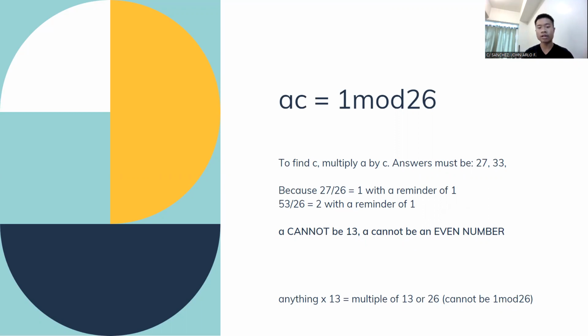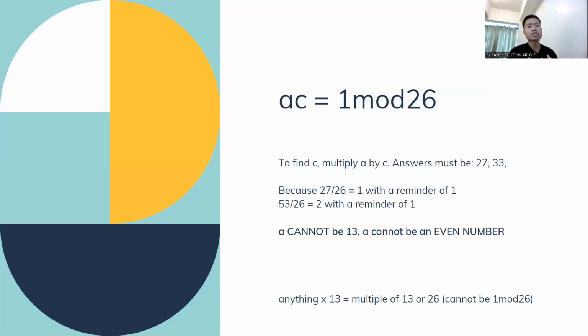If you tried, you'll realize you can't, because 13 multiplied by any number will be a multiple of 13. 13 multiplied by 2 is 26, there's no remainder there. 13 multiplied by 3 is 39, the remainder isn't 1. There will never be a remainder of 1 if A is 13. Now, how about if it's an even number?